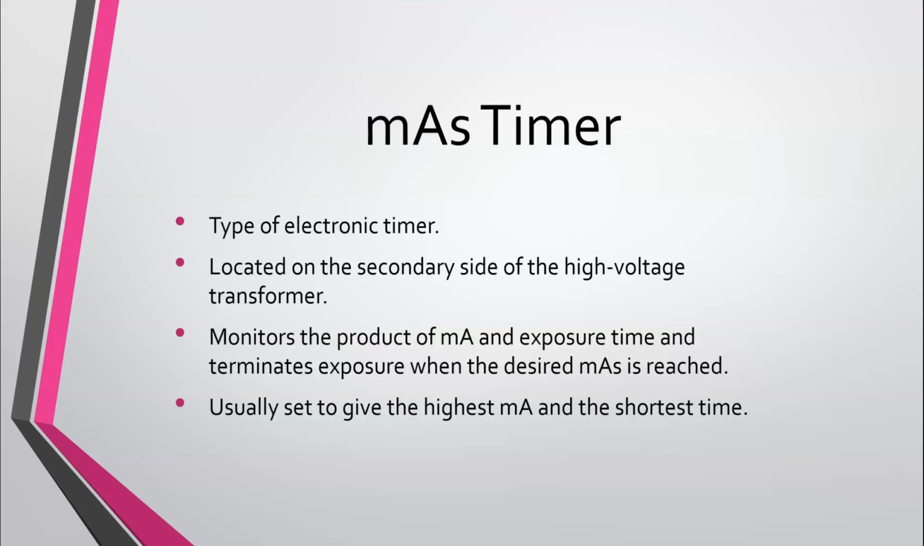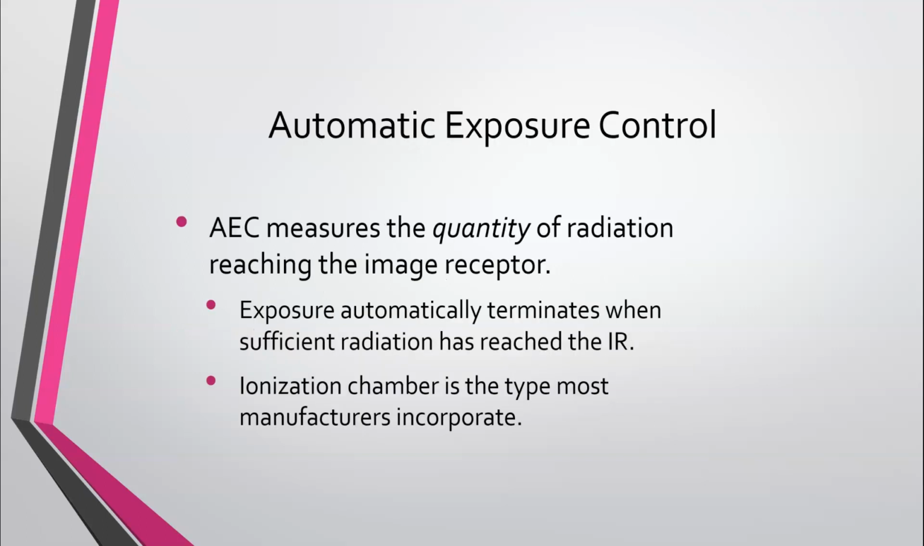There's mAs timers. So it's a type of electronic timer located on the secondary side of the high voltage transformer. Monitors the product of mA and exposure time and terminates exposure when the desired mAs is reached. Usually set to give the highest mA with the shortest time.